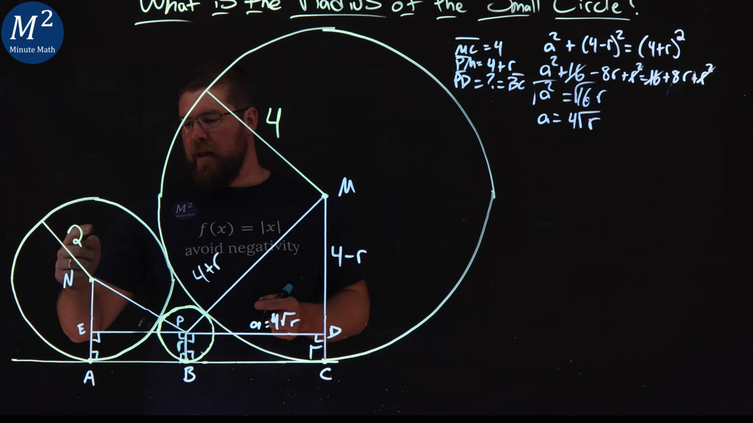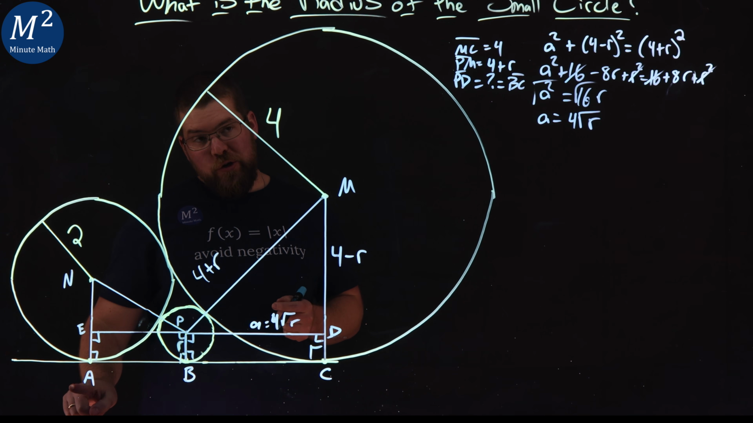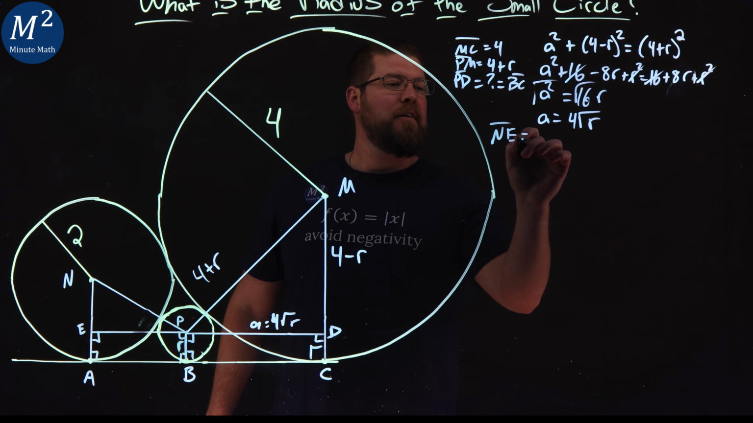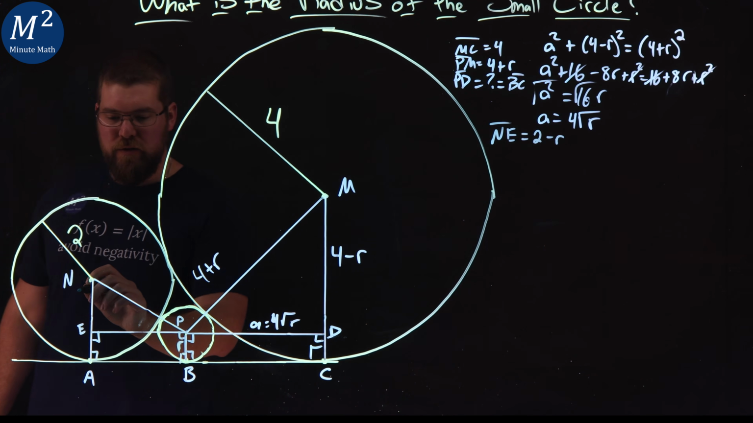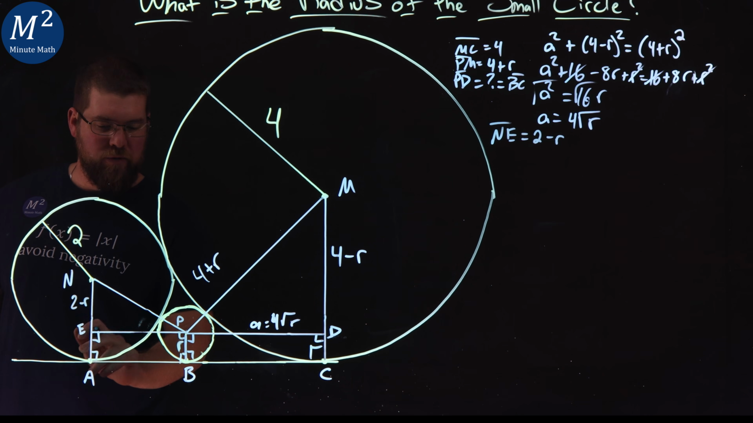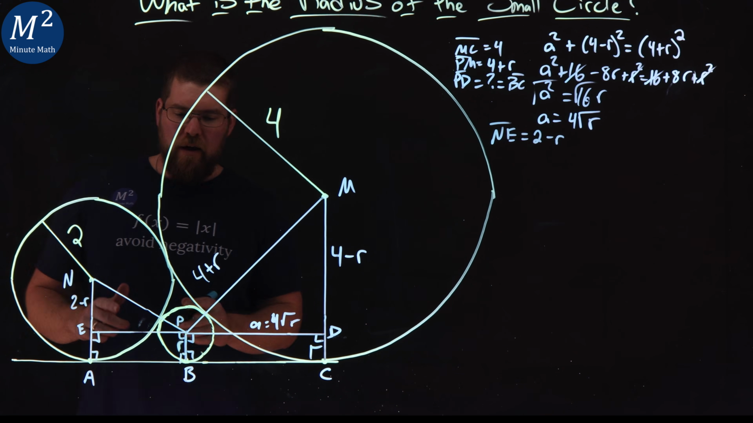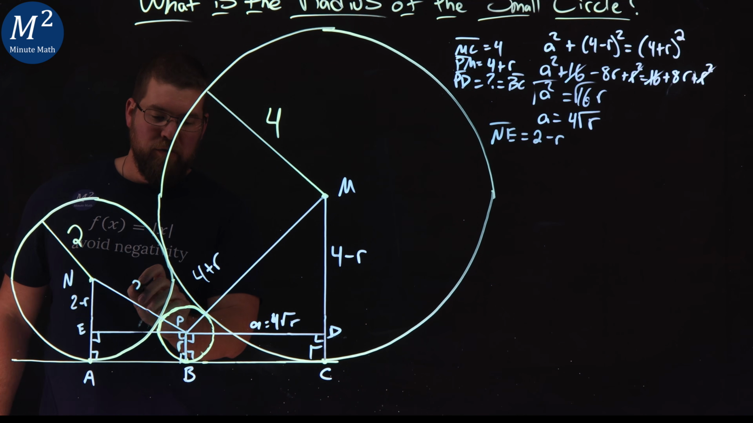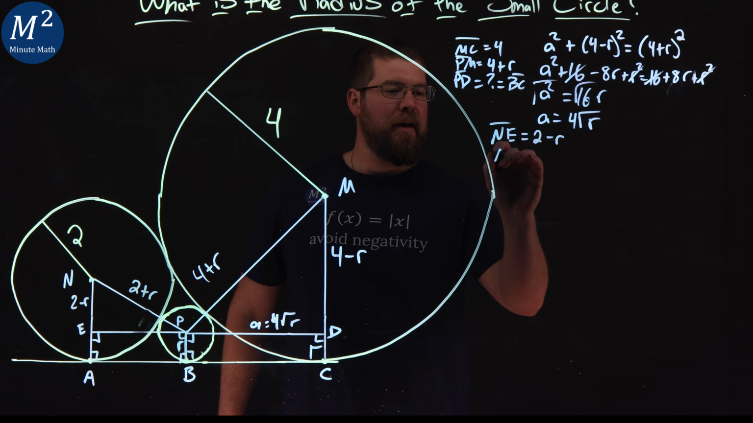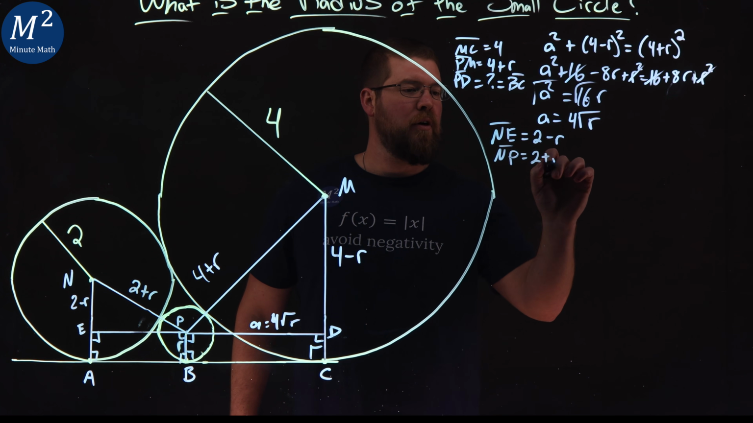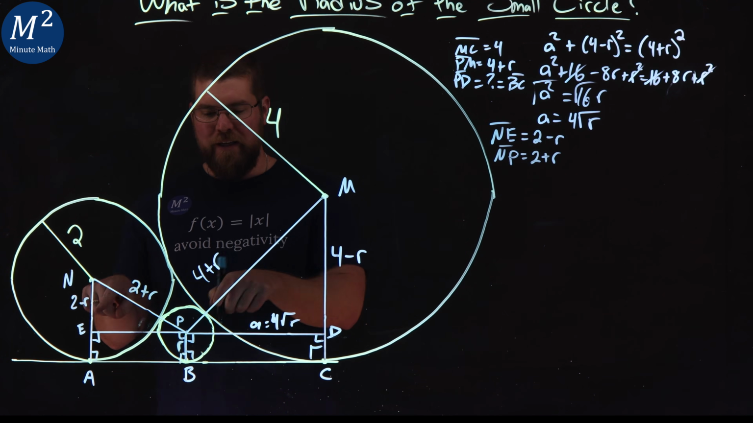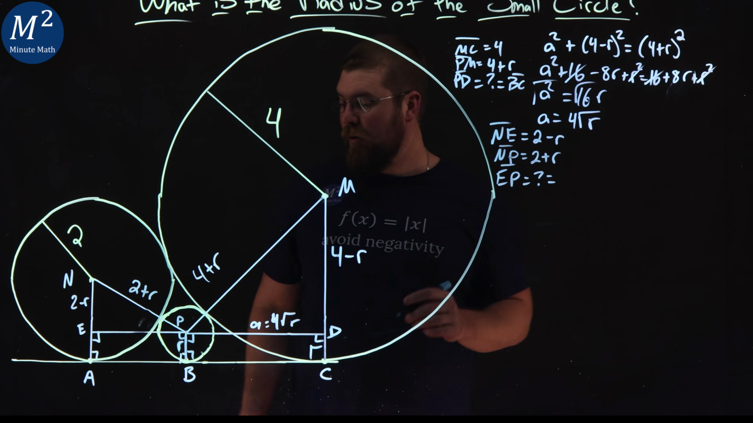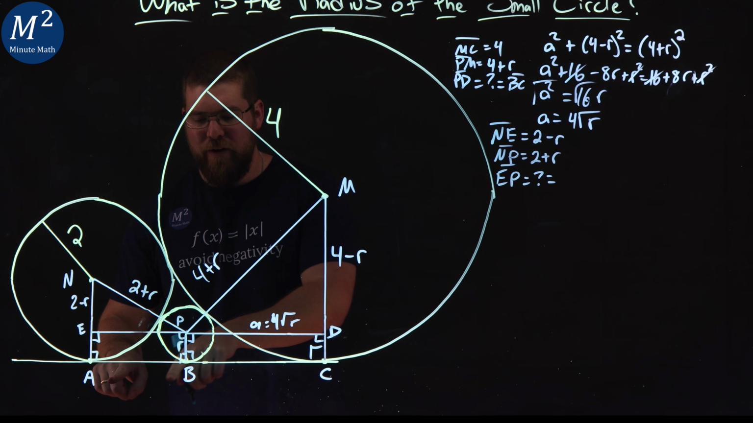Same idea. The length of the radius N to A is 2, so N to E is 2 minus R, with that length being R right here. Then N to P is the radius 2 plus R, so we have 2 plus R here. We want to find what EP is, which we know, because we have a rectangle, is the length of AB.